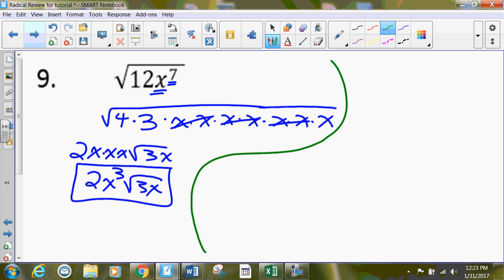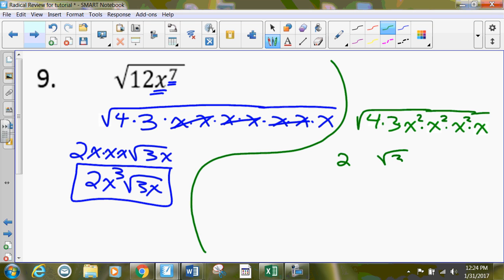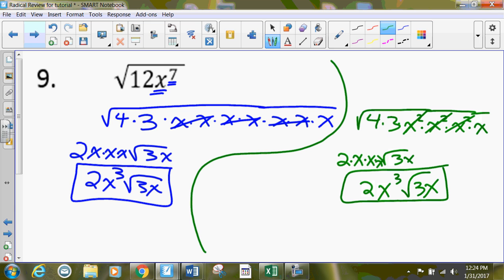Another method could be to rewrite it as 4 times 3, and then think of x to the 7th as x squared times x squared, so that's x to the 4th, and another x squared, then another x. When we look at it that way, any perfect square gets to come out of the radical. So the square root of 4 is 2, the square root of 3 has to stay in, and each x squared gets to come out, and the last x stays in. That's another method, not usually the method that we use, but I'm just showing you all the methods.